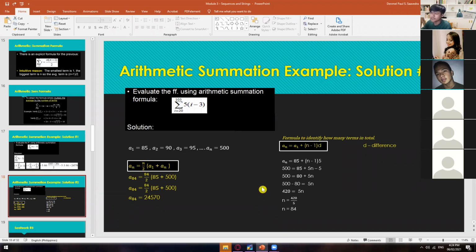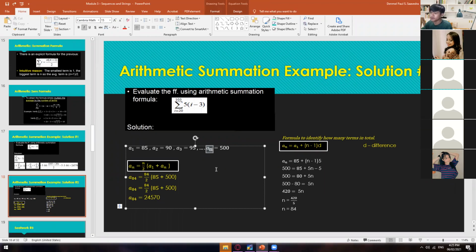Did you guys understand this one? Sir, where did you get the 500? The 500 is from here, your upper limit. Just substitute this upper limit in this formula. So 103 minus 3, then you'll get 500. This one is actually the a sub 84. This is the last term.